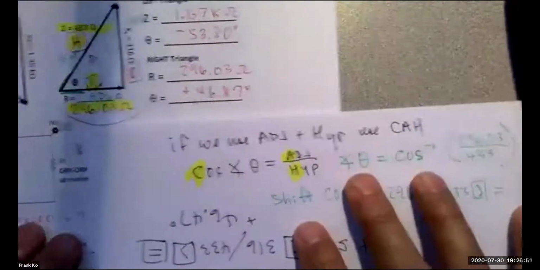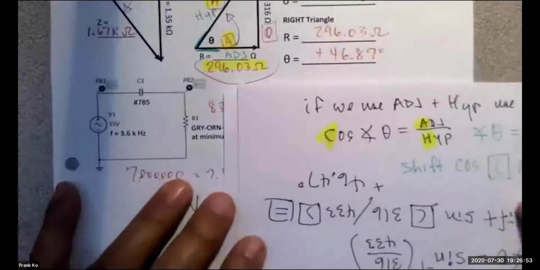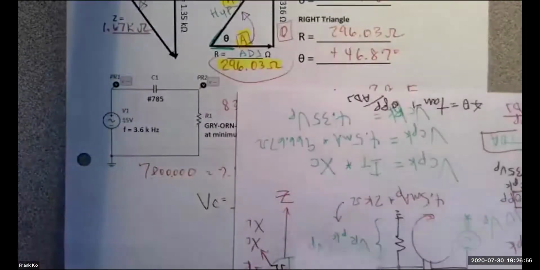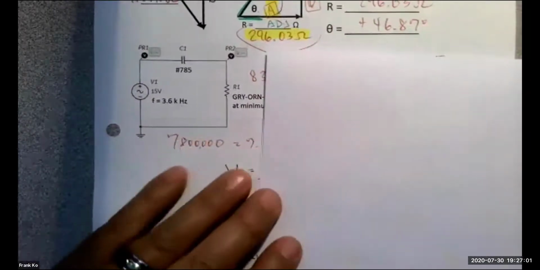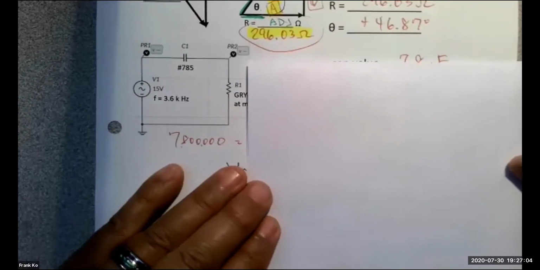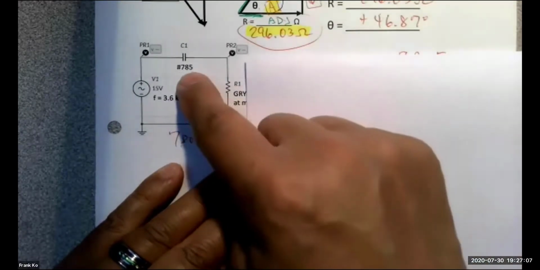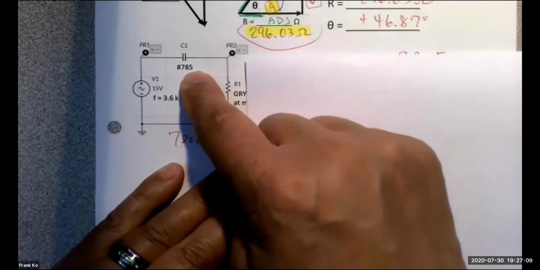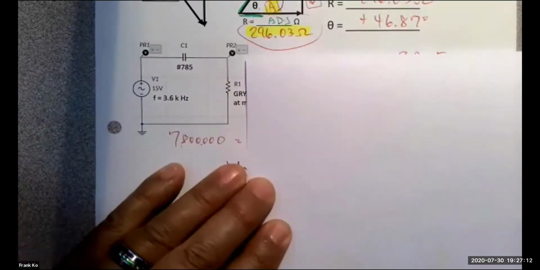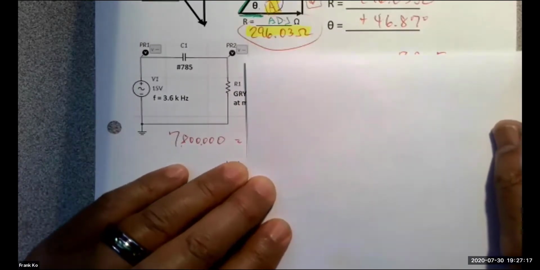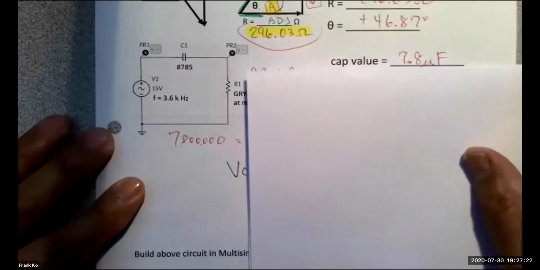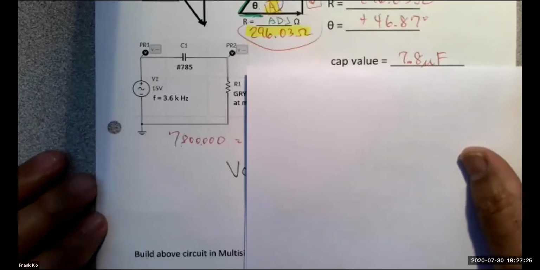Okay. The next question has to do with an RC circuit. As we're looking at an RC circuit, you are asked to, again, decode a capacitor value. There it is. 785 decodes to be what capacitor value? Question goes to Erica. What do you got? I got 7.8 microfarads. And it works out to be 7.8 microfarads is correct.